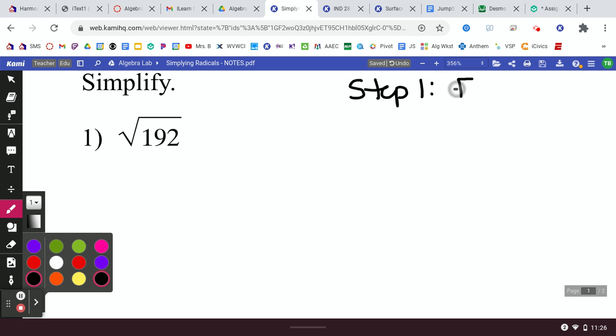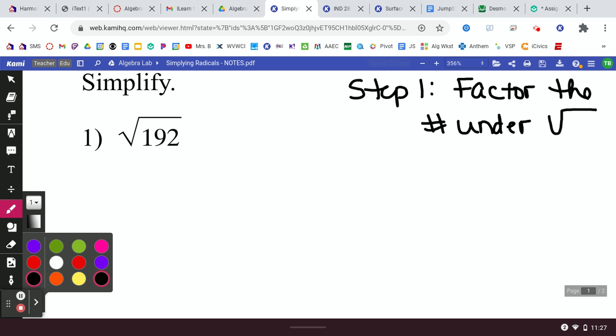is to factor the number under the radical. Okay, factor the number under the radical. Well, factors means multiplying. So we are going to break this big number down into all of the prime numbers that all multiply together.